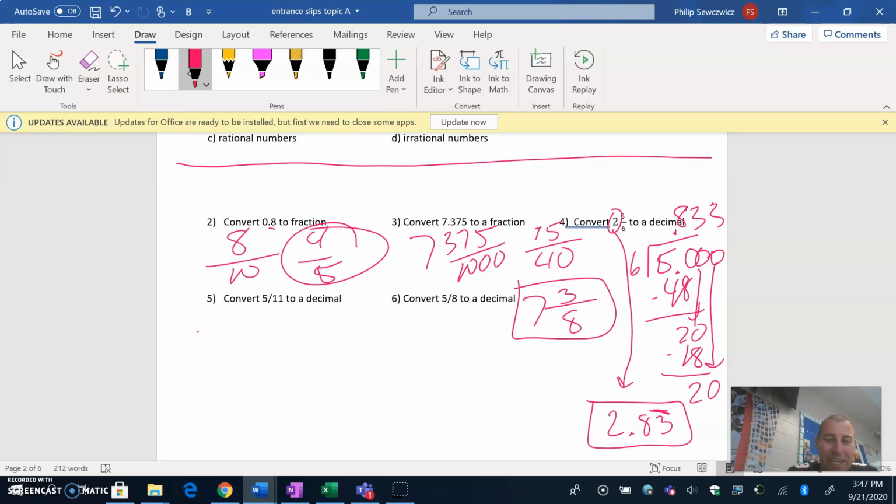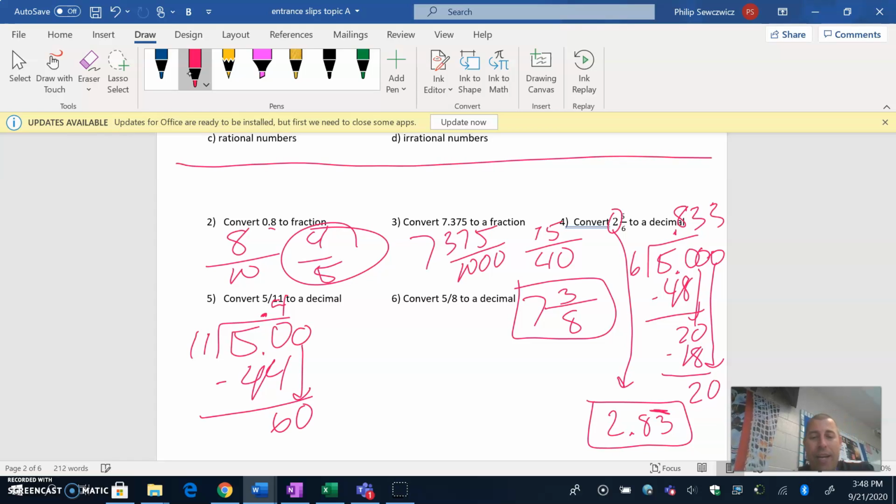5/11ths. Okay, so again, it's a division problem. All right, so we're going to add that decimal because I can't take any groups of 11 out of 5. Add that 0, push that decimal up. All right, how many groups of 11 out of 55? And you say 4. Yeah, so 4 times 11 is 44. If I subtract, I get a 6. Add a 0, bring it down. How about out of 60? About 5. Yeah, because 11 times 5 is 55.